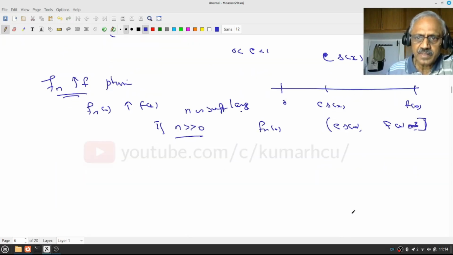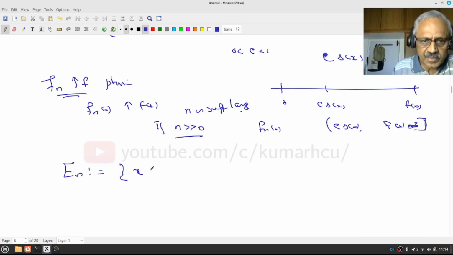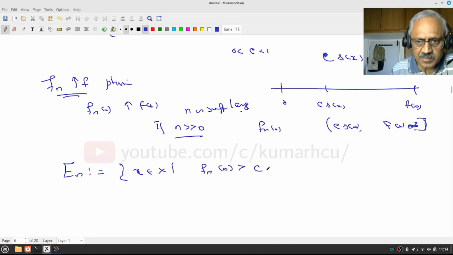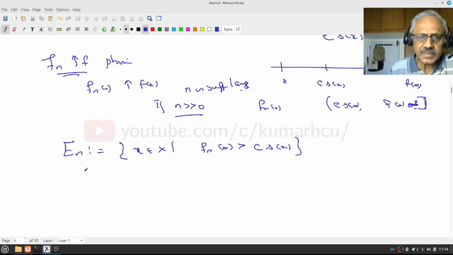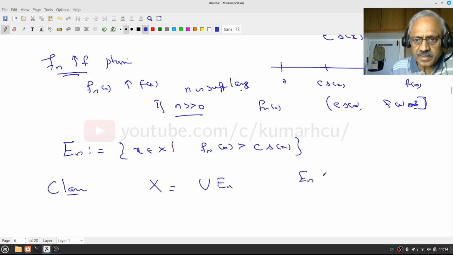Do you follow that? So what I mean to say is this. Therefore, E n is the set of x in capital X so that f n of x is greater than c times s of x. Now notice that c is fixed, s is fixed. They are not allowed to vary now. So what did I show? We claim that the E n's are increasing. Therefore E n increases to X. These are what we want to claim.